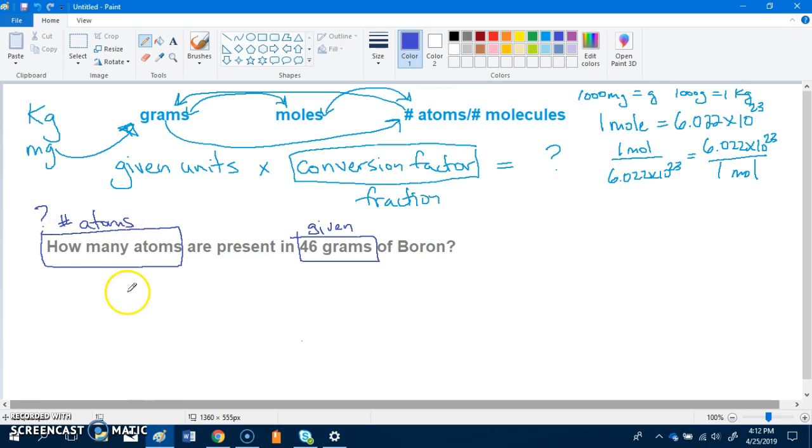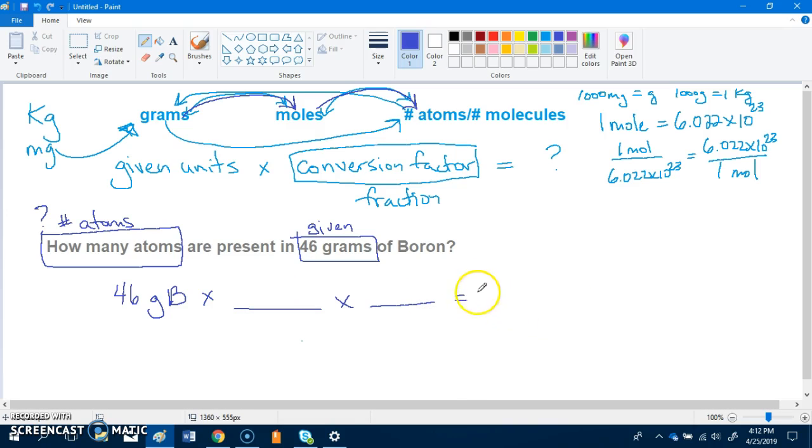And so when we set up our equation, we're going to have 46 grams of boron, which is the chemical symbol B, times our conversion factor. Now we're going from grams to atoms here, so we're actually doing 2 jumps. So it's going to take 2 conversion factors in our multiplication. And then that's going to be equal to what we're looking for, which is the number of atoms. So the first thing we have to do is go from grams to moles.